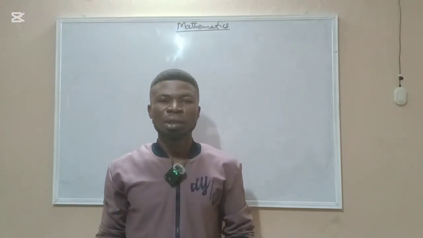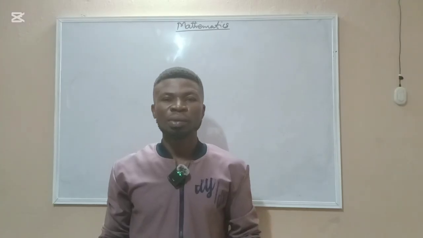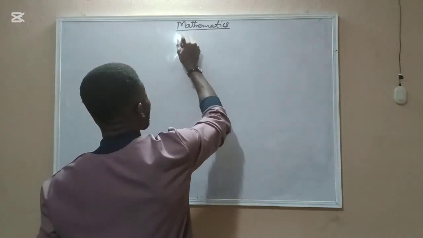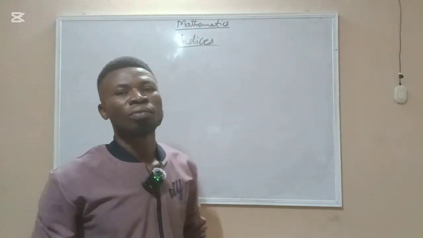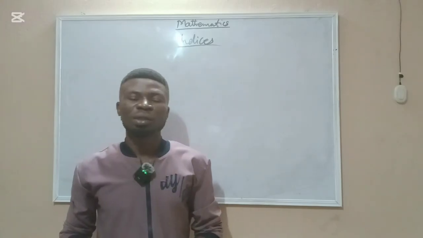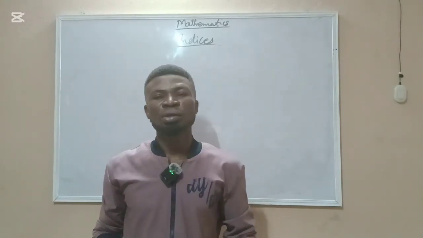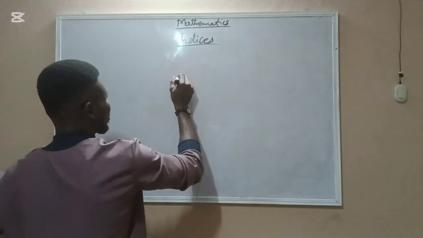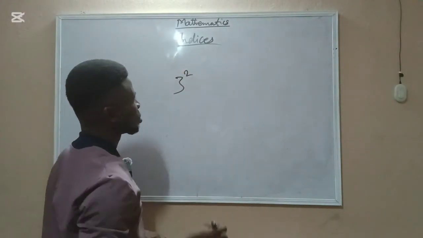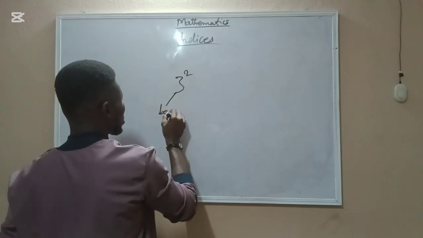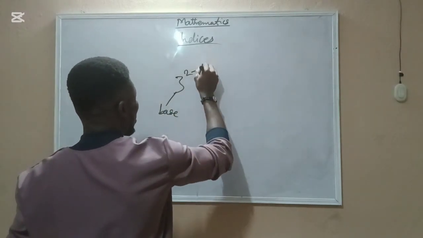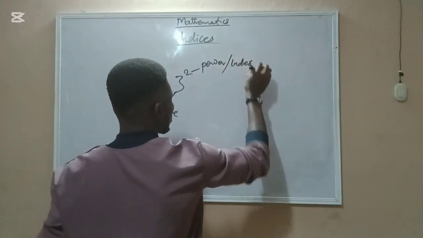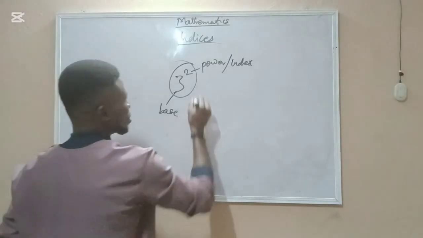Today we'll be discussing a very important aspect of mathematics, which is called indices. Anytime we talk about indices, they're just numbers with powers called the index. For instance, if you have 3 to the power 2, this one is called the base, and this one is called the power, which can also be called the index. So this is what we call indices.